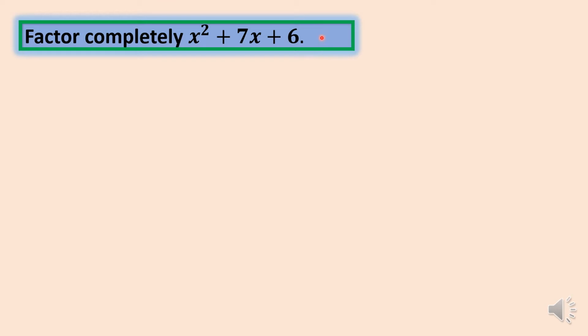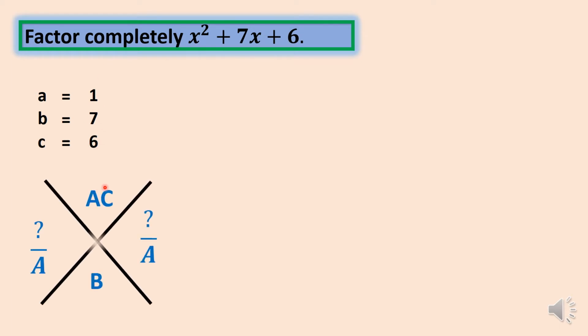Okay? So for A, you have to get its numerical coefficient. So the numerical coefficient of x squared is 1 or positive 1. And then for our B, which is the second term, the numerical coefficient is plus 7 or positive 7. And then for our C, the constant part, you have positive 6. Okay, so that is our A, B, and C. So again, this is our AC method.